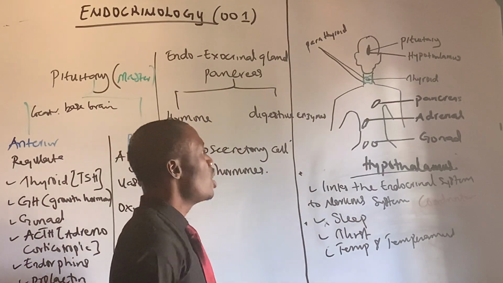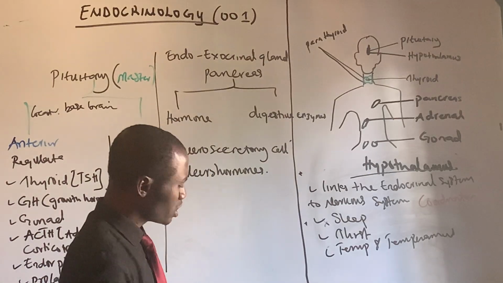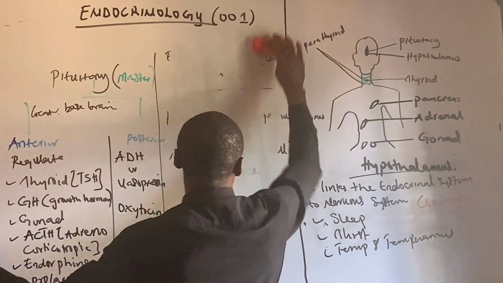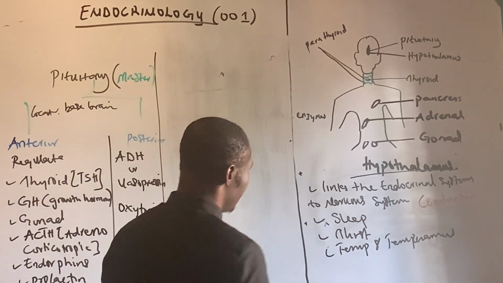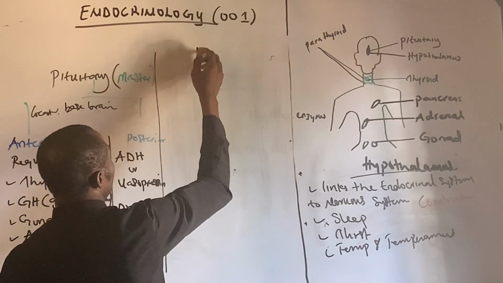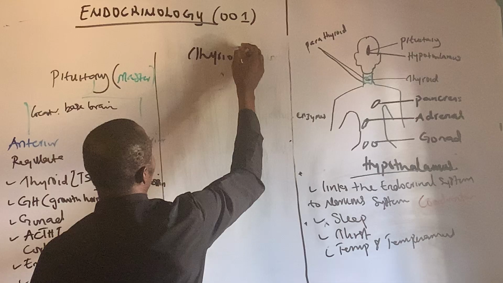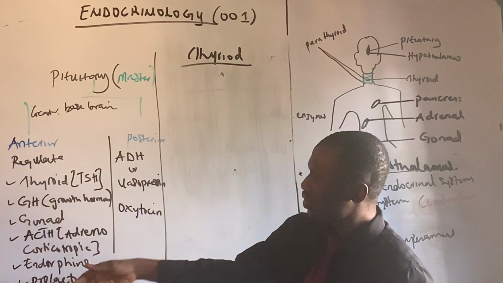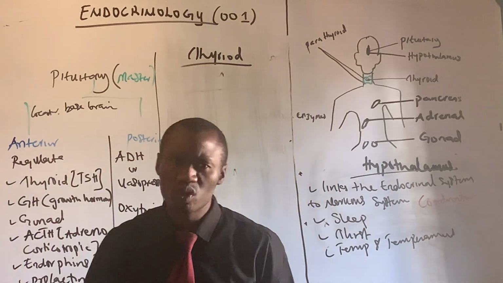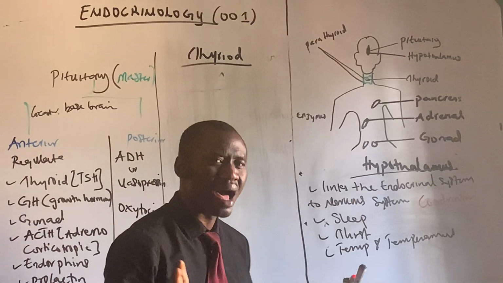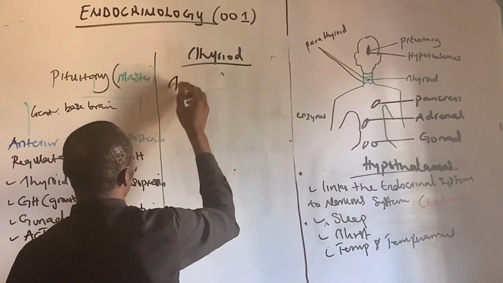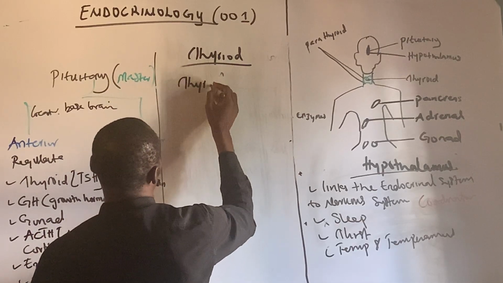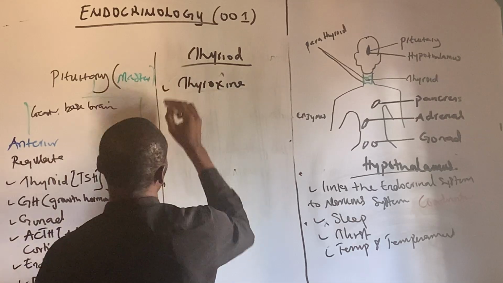Now, having said that, we move to the thyroid gland. What's the function of the thyroid gland? Let's write that on the board. The thyroid gland, with the help of TSH, thyroid stimulating hormone, produces a hormone known as thyroxine. So thyroxine is produced here.